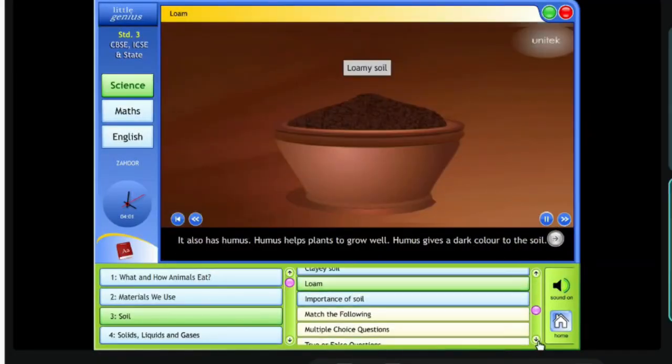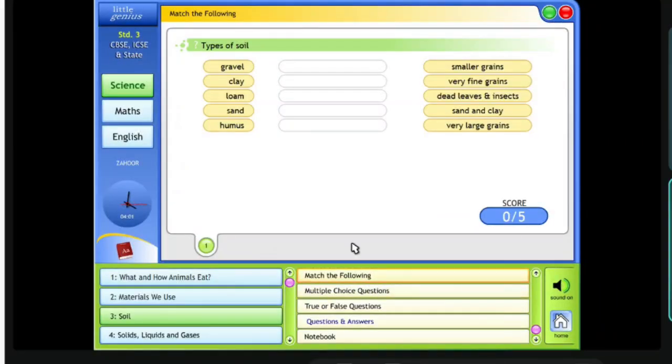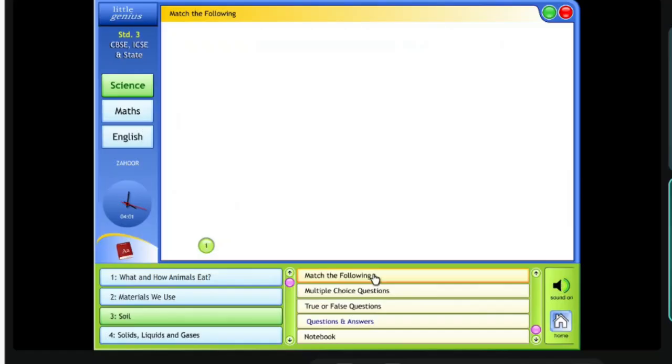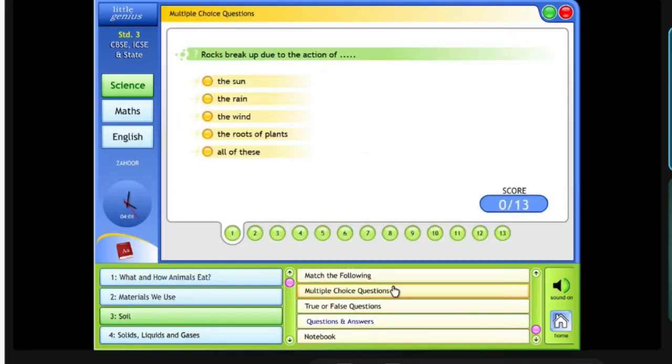It also has humus. Humus helps plants to grow well. So this way, they'll be having tests here. This also when you click. Okay, same chapter, last you'll have questions and answers. This is multiple choice, you can see here.